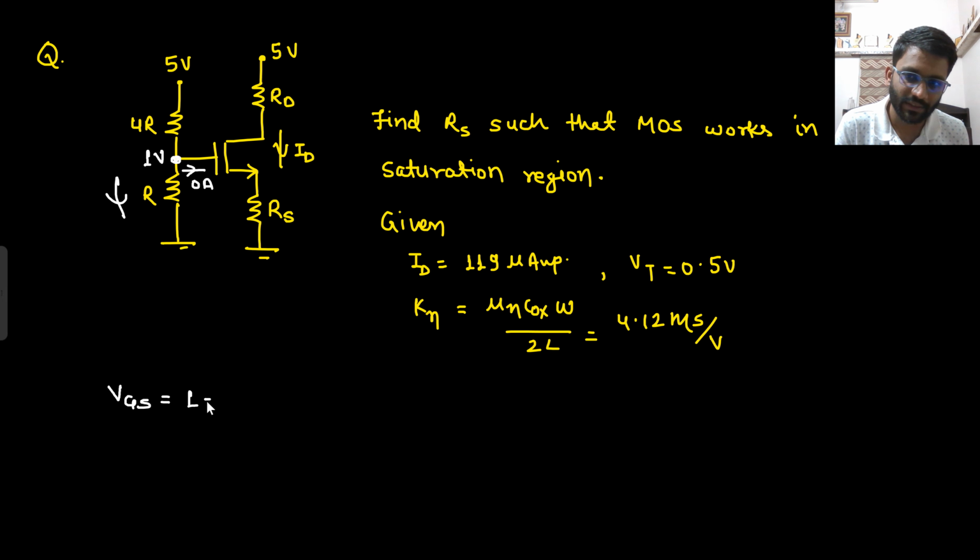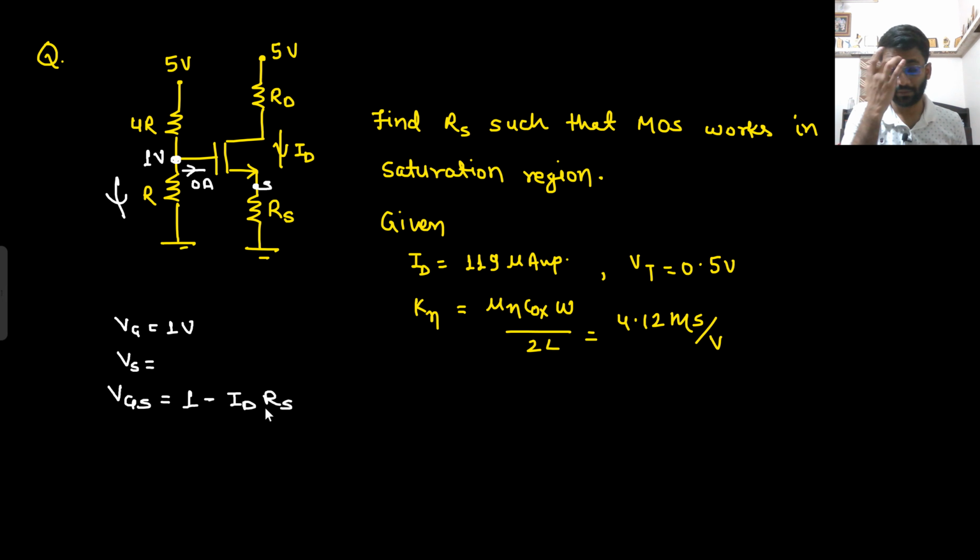Let's assume this current is ID, so that will be 1 minus ID into RS. Are you agreeing to this point? Why are you agreeing to this point? Because this is source. What is the potential of source? VG we got to know here, that is 1 volt. What is VS? VS will be ID into RS, because this node is source. So VGS will be 1 minus ID into RS, right? Vt is given 0.5 volt.